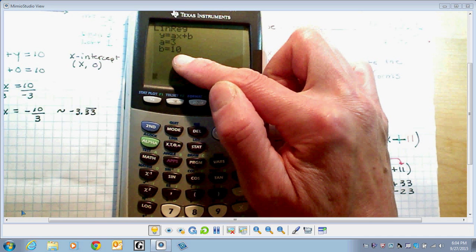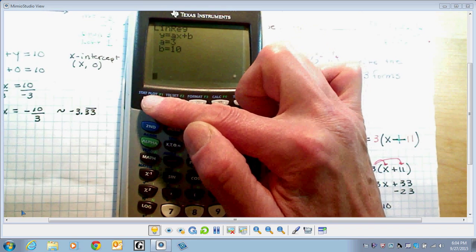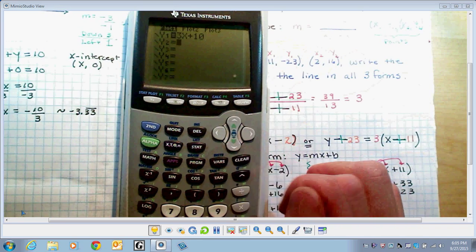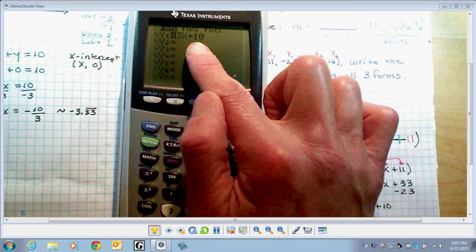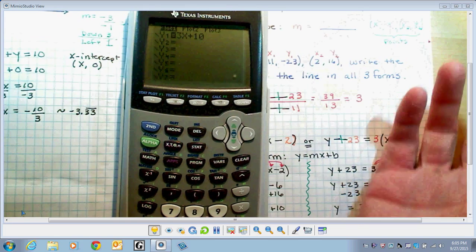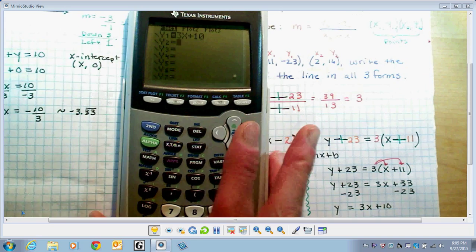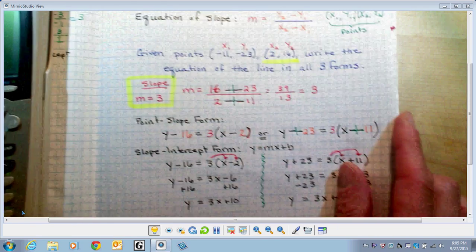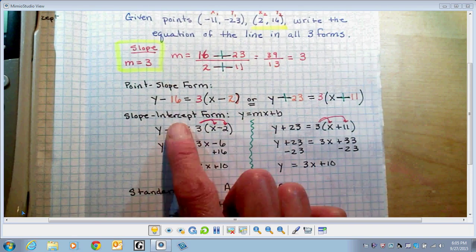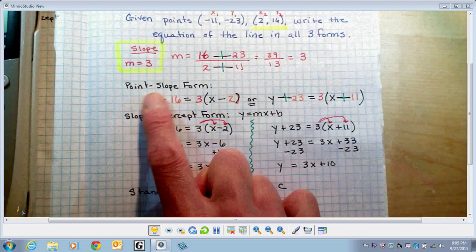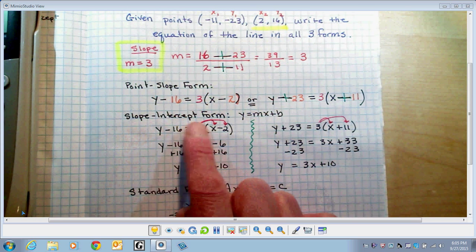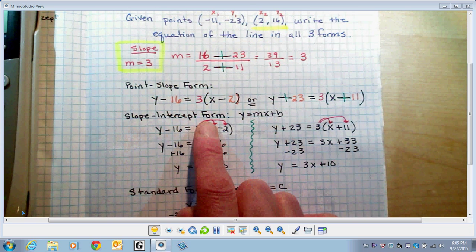Wow, that was the equation that we got when we did this by hand, isn't it? So I'm going to push my y equals, and it very nicely shows me 3x plus 10. So I now have it in slope-intercept form. So if you see, what did we do here? First, when we did it longhand, we had to do a point-slope form, but when we used the calculator, we went right into slope-intercept form.